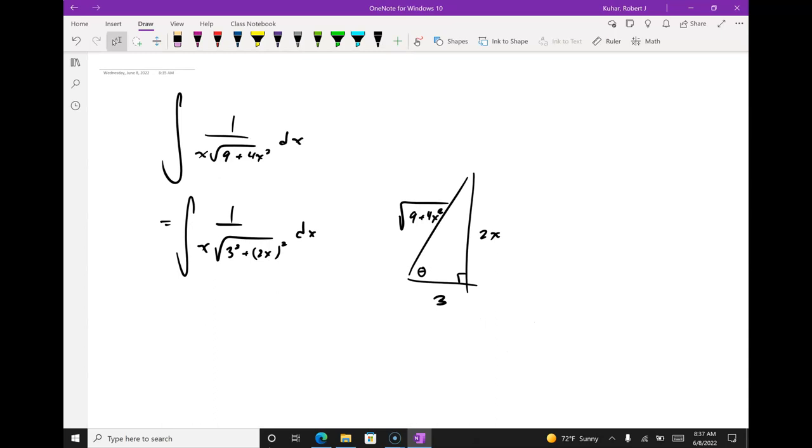But here it is. So it looks like I need an x, right? But all I have is a 2x and a 3, but I need an x in the problem, right? You see, I need an x in the problem. So I'm taking what I can from the triangle. So 2x over 3, that's my tangent, right? And so then x is 3/2 of the tangent of theta.